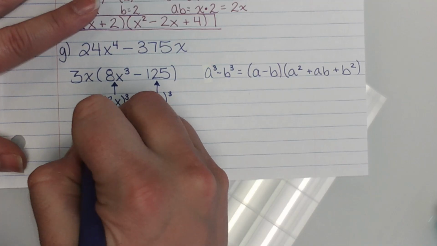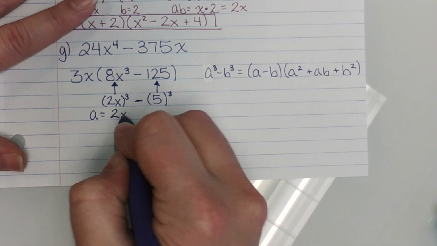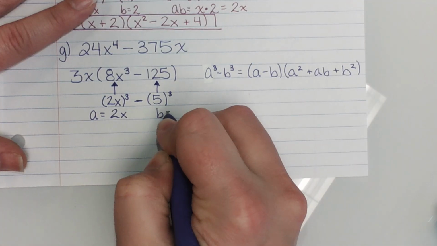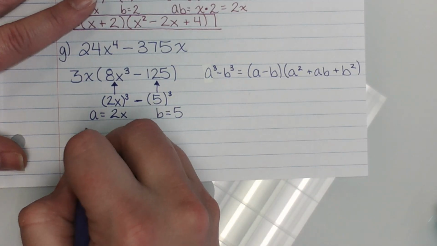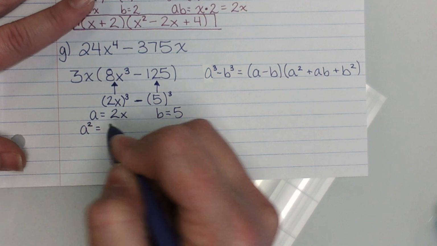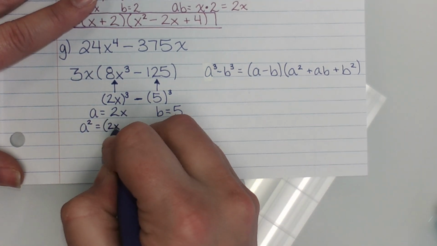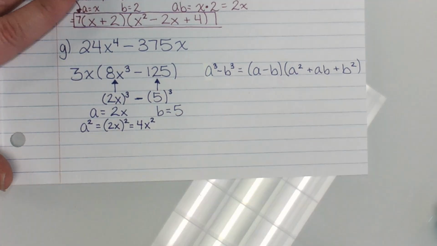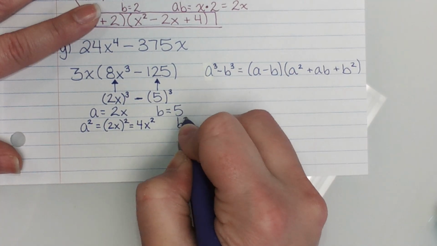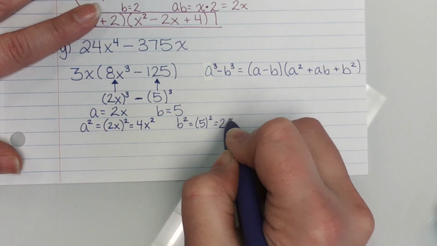What's a? All of 2x. What's b? 5. Now, here's what messes with people. What's a squared? 2 squared, 4x squared. Yes, because you need to square that entire thing. It is 4x squared. B squared? 25. 5 squared is 25.